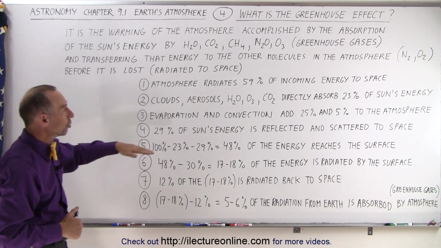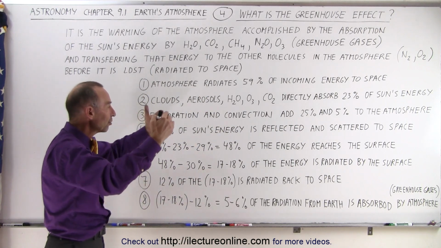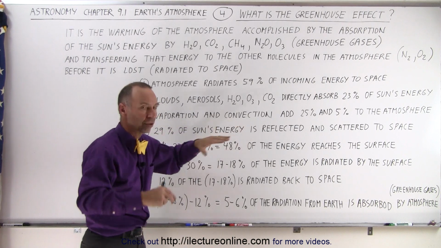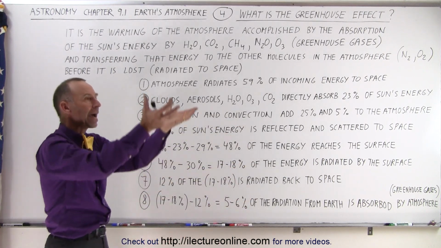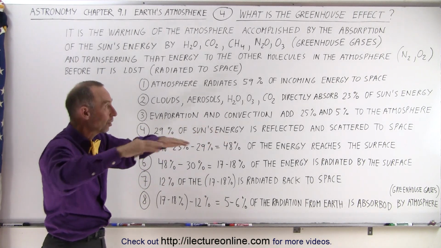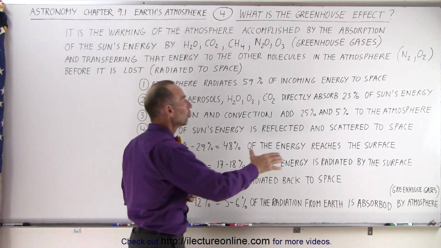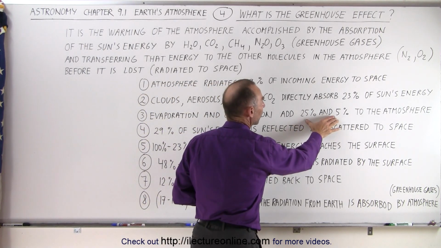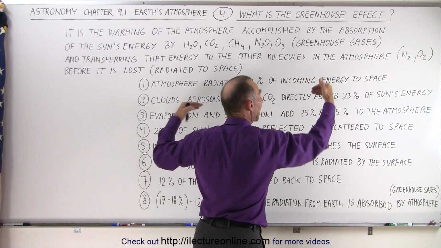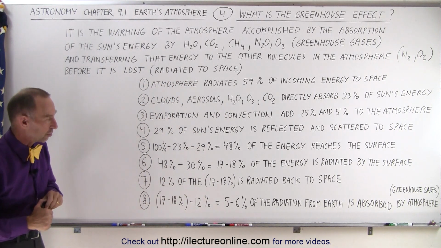Then an additional 30% is sent back into the atmosphere after the heat reaches the surface, through evaporation and convection. Convection currents take heat back up into the atmosphere, and evaporation of the oceans, the lakes, the rivers and so forth also provides an enormous amount of energy. So a total of 30% of the incoming energy of the sun, that's almost 1/3, gets back into the atmosphere through these two processes of evaporation and convection.